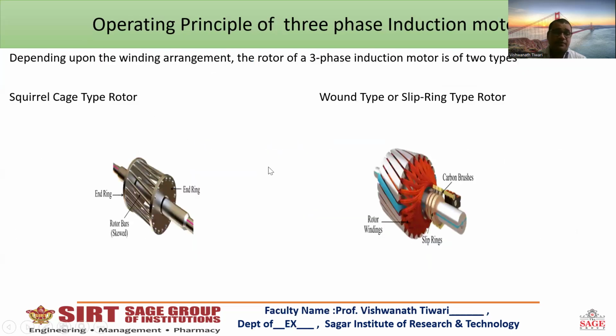These are some pictures of rotors: the squirrel cage type rotor and the wound type rotor. In this way, the operating principle of the three-phase induction motor is completed.